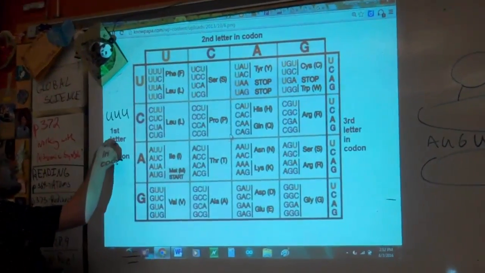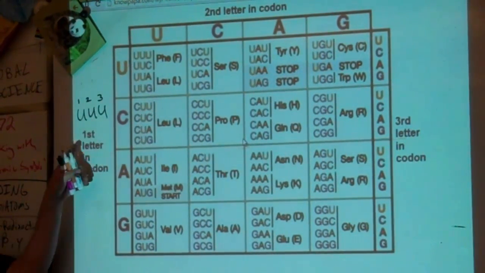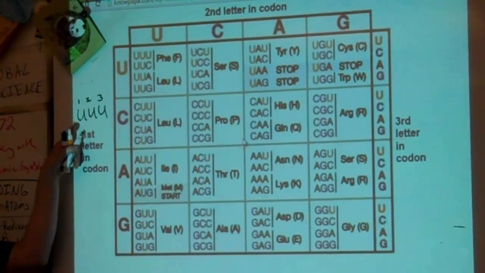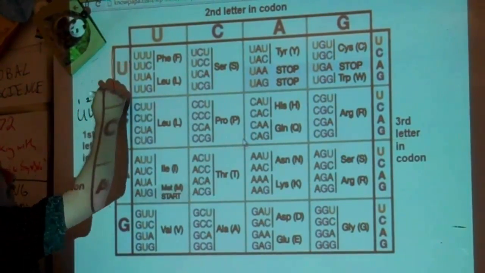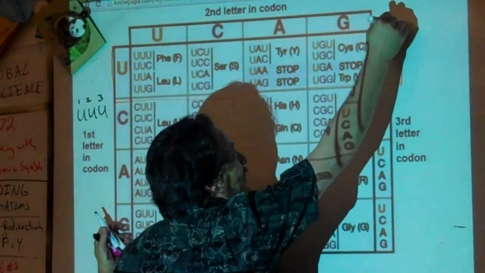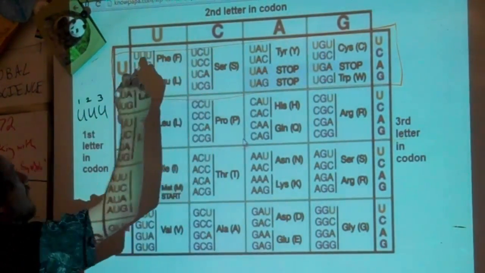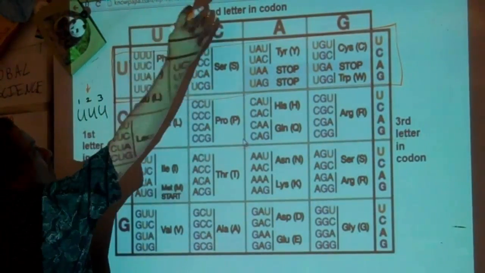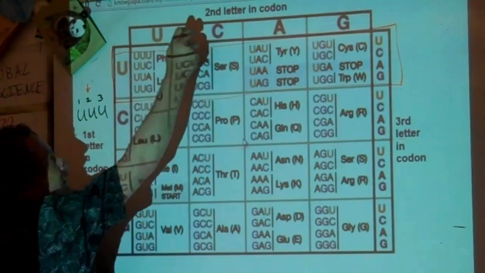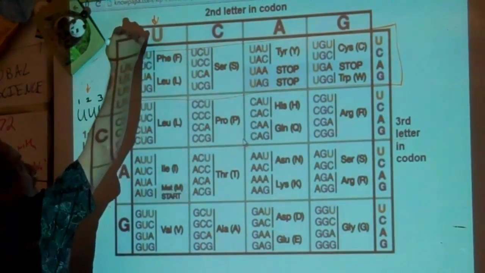So again, first letter, 1, 2, 3. That's what they mean. First, second, and third letter. So the first letter, all the letters are the same in this case. The first letter is U. But what this first U does is it tells us that the amino acid we're looking for is one of the ones that's listed in this row. Now we're going to look at the second letter, which is also U. And so we'll go to the second letter part, which means that you find the letter you're looking for. In this case, it's U.